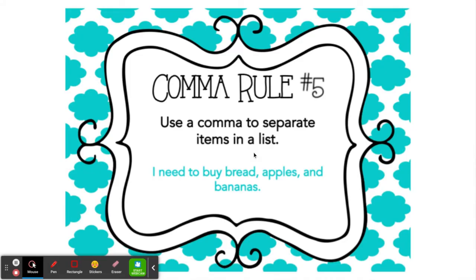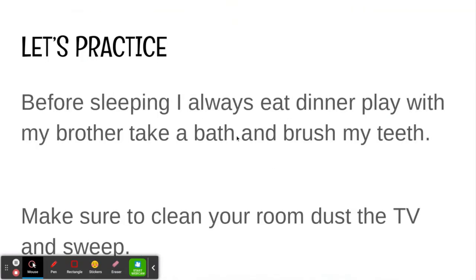Great job. Now, comma rule number 5. Use a comma to separate items in a list. For example, I need to buy bread, apples, and bananas. Pretty simple. Let's practice. Before sleeping, I always eat dinner, play with my brother, take a bath, and brush my teeth. Wow, that seems confusing without my commas.